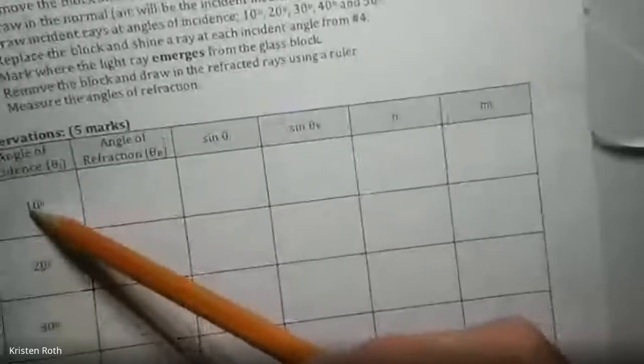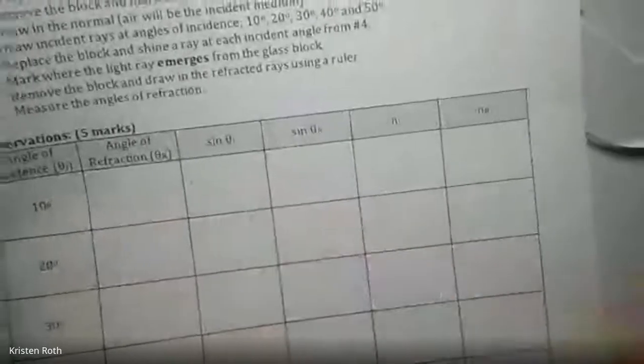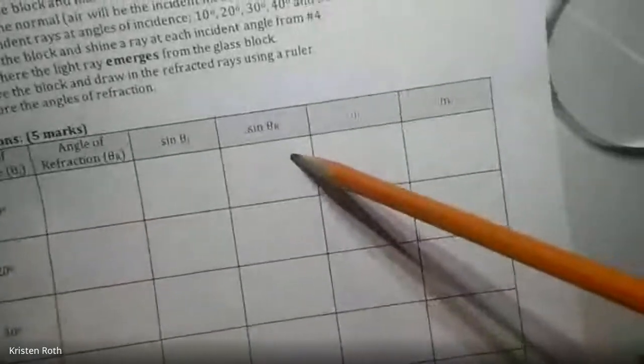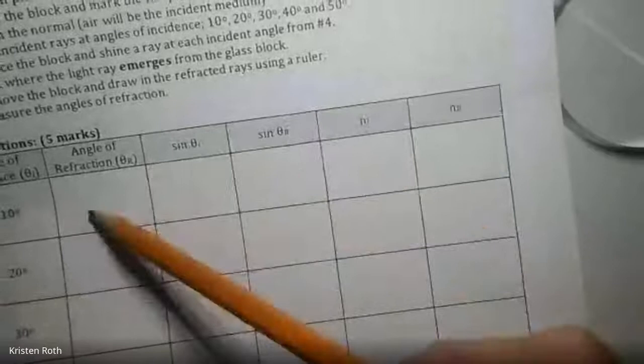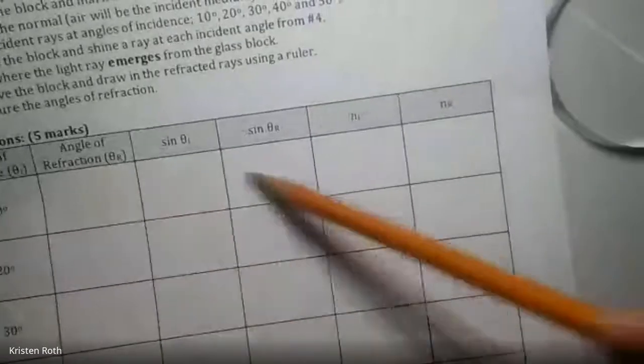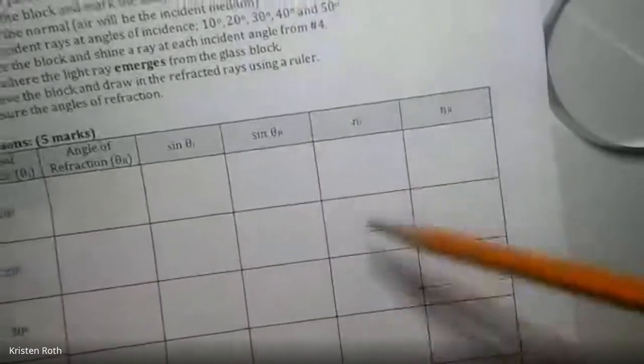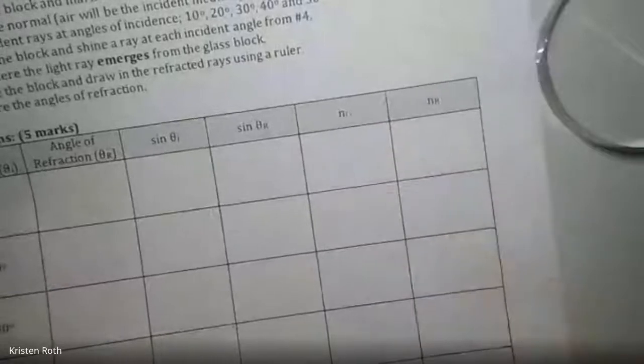I'm just going to point out right now, though, you're going to fill this in, and you're going to hand it in. This is just saying the sine of theta of the incident angle. So you're going to take 10 degrees, and you're going to sine it, and you're going to put your decimal in there, okay? This one is the sine of theta refracted. So whatever angle I measure, you're going to sine it, and you're going to put that decimal in there. Then you're going to fill this all out. It will all be the same.